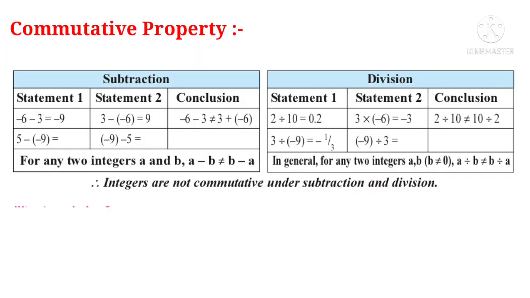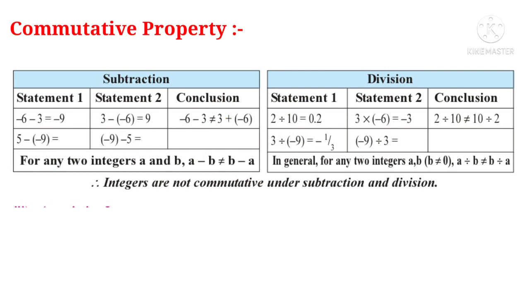Now let us observe the commutative property under subtraction and division. First let us take the operation subtraction. For this take any two integers, minus 6 and 3. Put minus in between them. Then we get minus 6 minus 3 is equal to minus 9. Now interchange them. 3 minus of minus 6. We get 3 plus 6, that is equal to 9. Minus 9 and plus 9 are not equal. So the conclusion is minus 6 minus 3 is not equal to 3 minus minus 6.